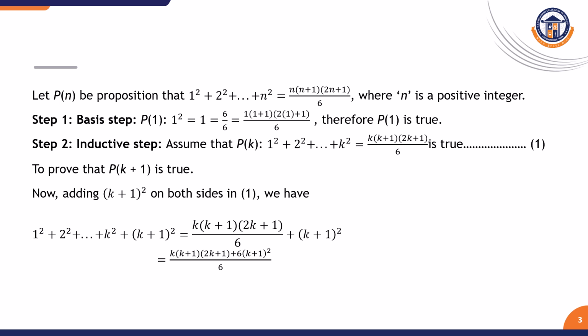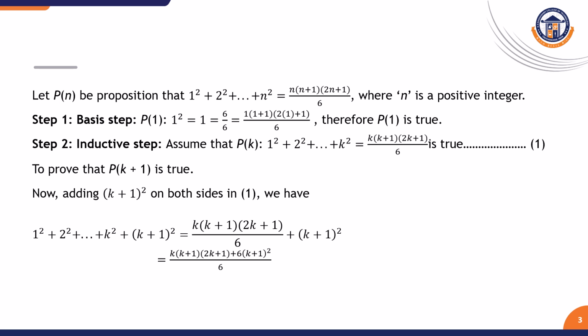In this inductive step, first we assume that P(k) is true. Using this we are going to prove P(k+1) is true. P(k) means that in the given result we replace n by k on both sides. We get this, and we consider this equation number 1. To prove P(k+1) is true, we add (k+1) squared on both sides in equation number 1. We have 1 plus 2 squared and so on up to k squared, plus we add (k+1) squared, is equal to, similarly we add it on the right hand side also.